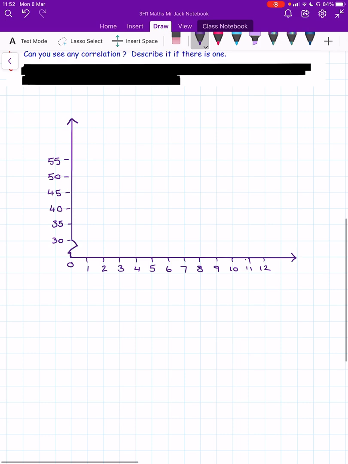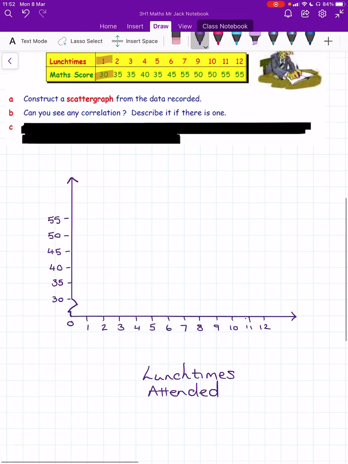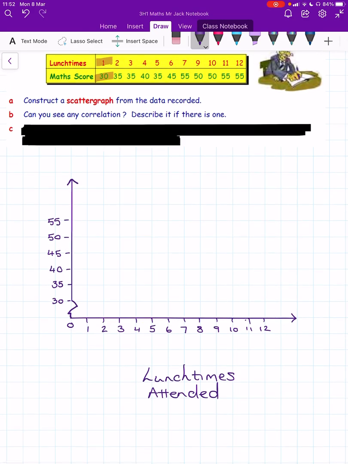So along the bottom axis here, this is lunch times. I would actually be inclined to call it lunch times attended. Yeah. And then along the y-axis is the maths exam score. You must label your axis when you do any kind of graph, really.